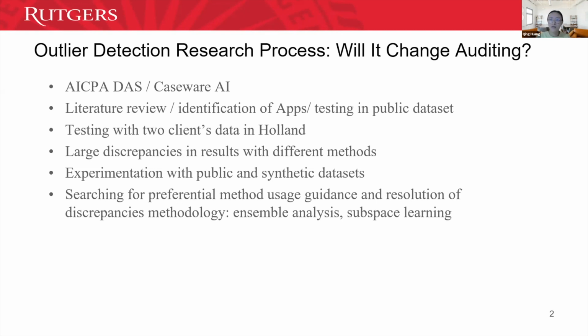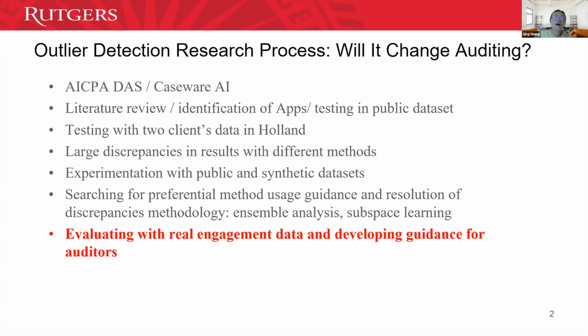Another solution is subspace learning, which means for the customers, they have different product lines or brands or something like that. So their data are different. If we treat all the data the same, the performance will not be very accurate. So here we try to use subspace learning to fix this issue. And then the next step is we will evaluate our method with real engagement data and try to develop guidance for the auditors. So this is the Outlier detection project.